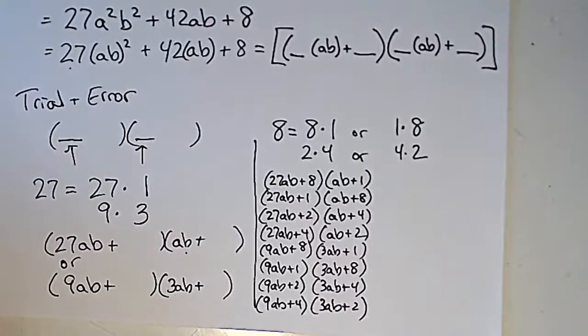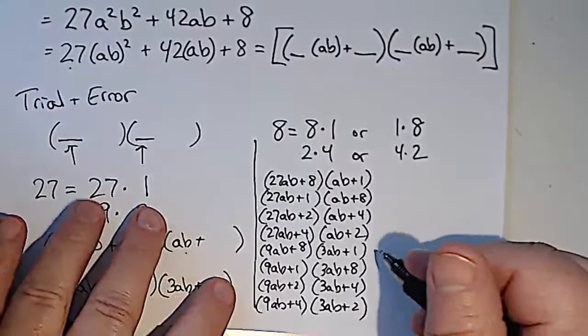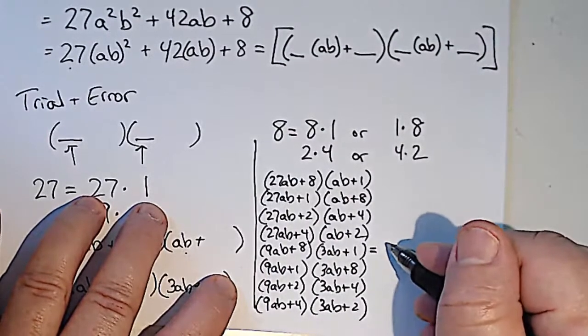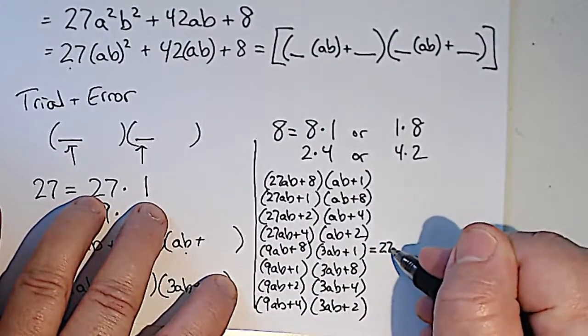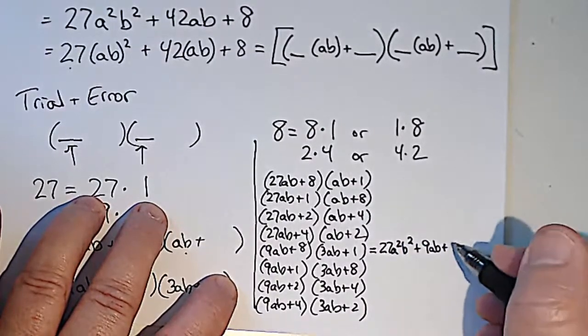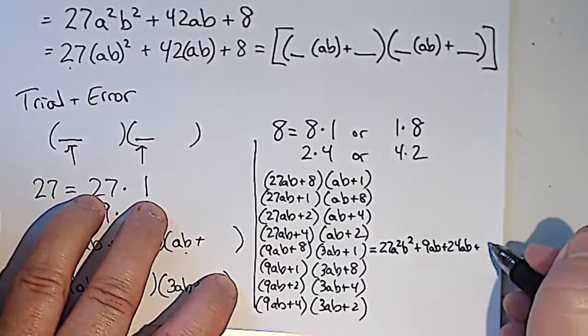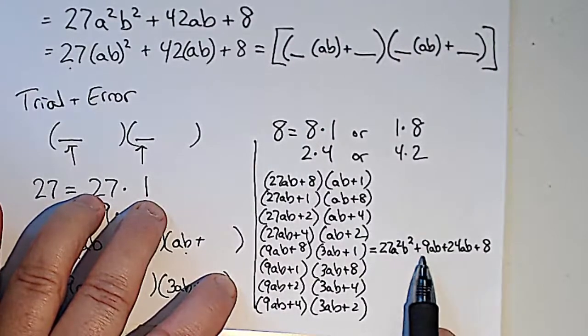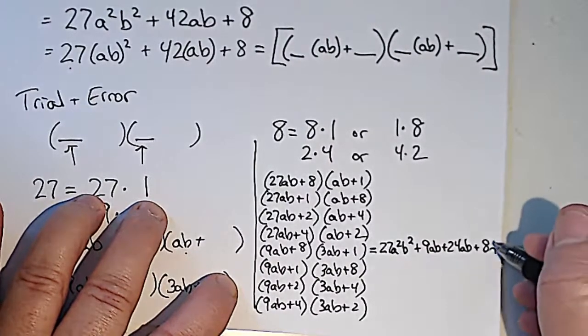And so, da da da da da da da da. I found it. Did you guys find it? So basically what you're going to do if you are following trial and error is you go through and you say, okay, this one in particular, this would be 27a squared b squared plus 9ab plus 24ab plus 8. Okay. In the middle, this would give me 33. That's no good. Sad face.